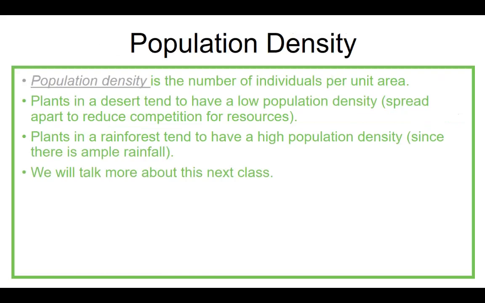Population density is the number of individuals per unit area. So, in a particular amount of space, how many individuals of a particular population live there? To give you some examples, plants in a desert tend to have very low population density because they are spread way apart to reduce the competition for resources, water in particular. However, plants in a tropical rainforest tend to have very high population density because there's plenty of water available for all of them, and now they're competing for sunlight.